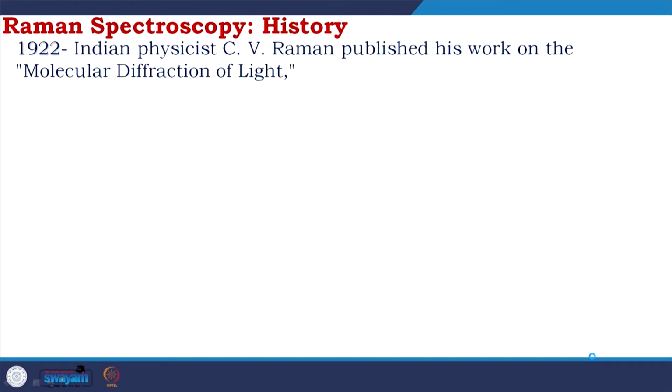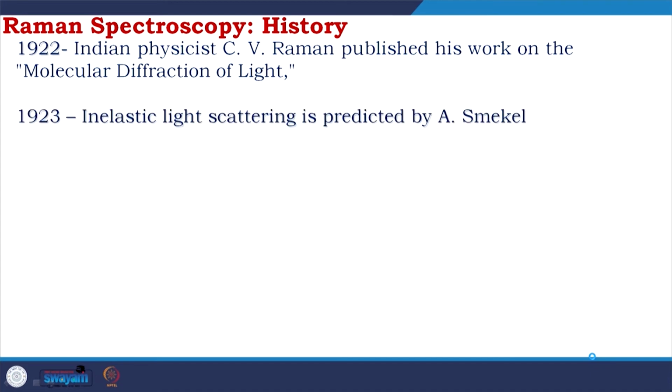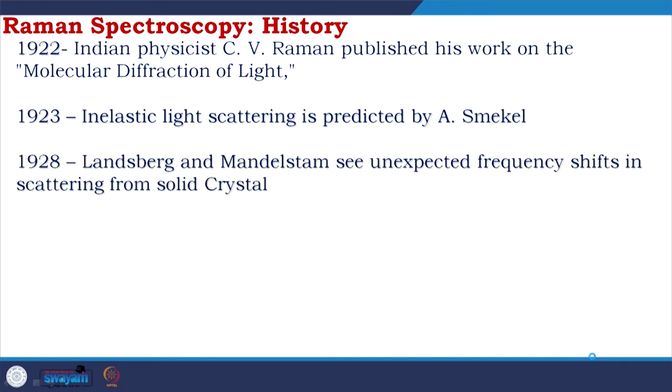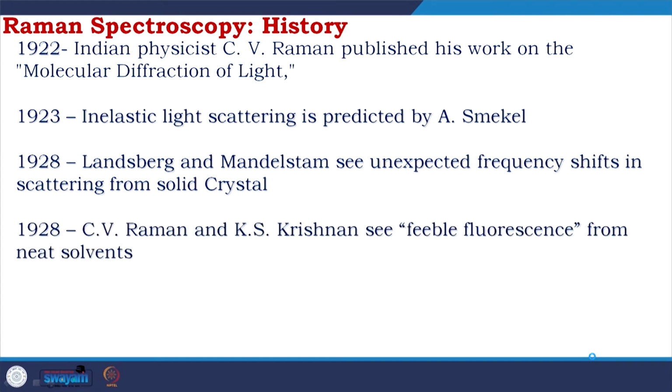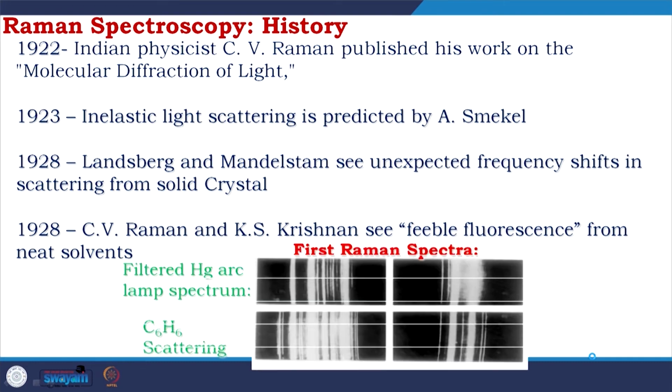Coming a little bit to the history, in 1922 Indian physicist C.V. Raman published his work on the molecular diffraction of light. In 1923 inelastic light scattering is predicted by A.S. Smekal. In 1928 Landsberg and Mandelstam see unexpected frequency shifts in scattering from solid crystal. In 1928 C.V. Raman and K.S. Krishnan see feeble fluorescence from neat solvents.